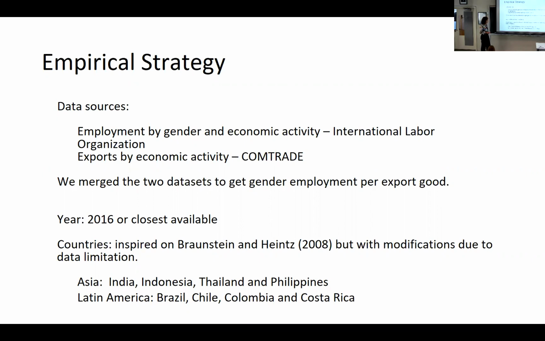For the specific exercise that José will present, we got some countries inspired by the work by Brownstein and Hines. It's one of the few works that look at developing economies and monetary policy and take into account exchange rates. So we said, let's look at the countries that they use and then do our exercise. We had to modify it a little bit due to data availability. Those are not exactly their countries. They look at a couple more, and I think there are some here that they don't look at. So we look at India, Indonesia, Thailand, Philippines, and then in Latin America, Brazil, Chile, Colombia, and Costa Rica to illustrate our argument.